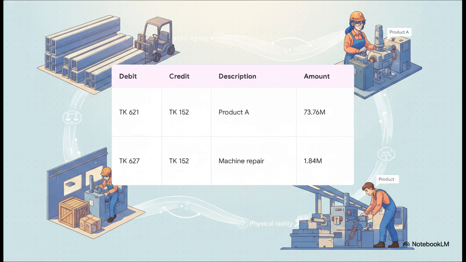And this perfectly illustrates how our accounting reflects the physical reality of the factory. If we pull steel out specifically to build product A, we debit TK621, our direct materials cost account, for 73.76 million. But let's say we take a tiny bit of steel just to repair a broken machine on the factory floor. We definitely cannot charge that directly to product A. Instead, we debit TK627, our general production overhead account, for the 1.844 million. The end purpose of the material completely dictates which account we use.